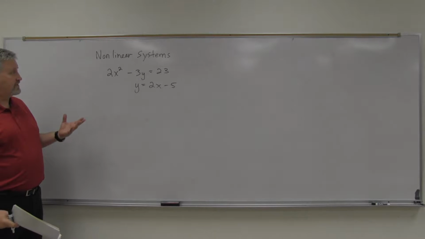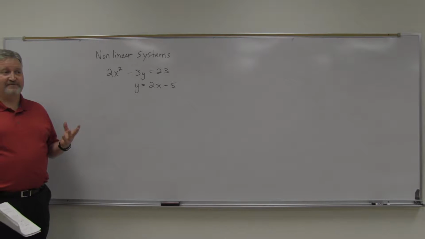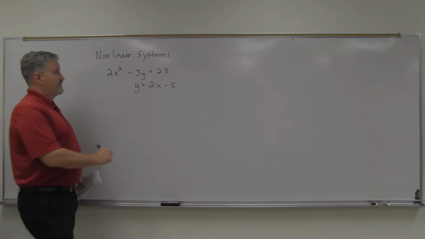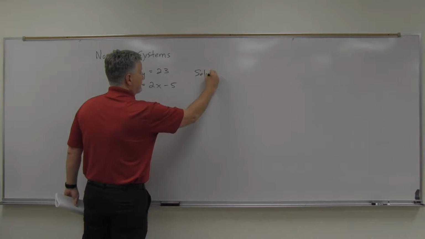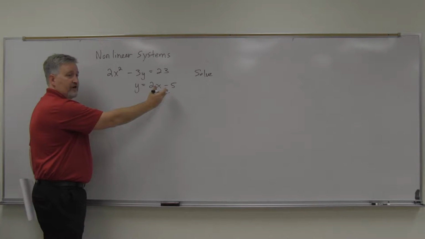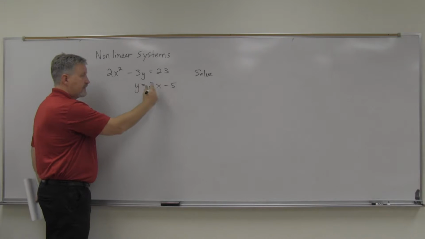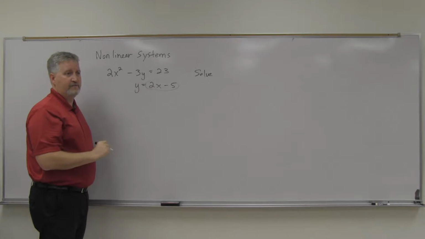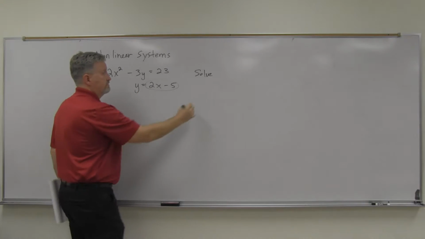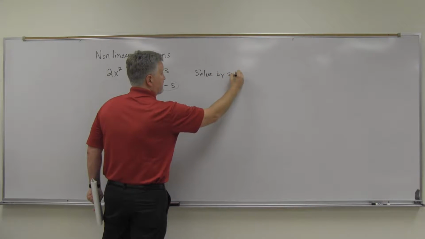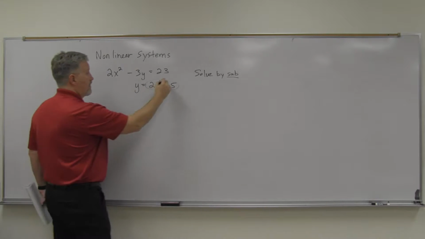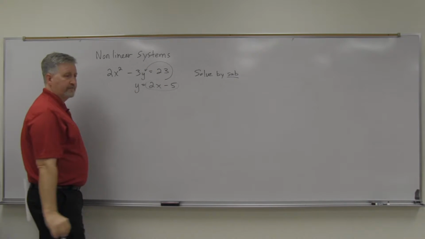Well, what might you suggest to solve that system? What is this one set up for? Looks like a substitution, doesn't it? I've got y equals 2x minus 5, and so I've got something that I can replace y by in the other equation. So this one looks like it's tailor-made for substitution.